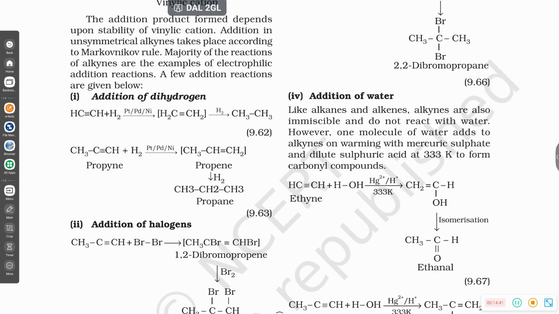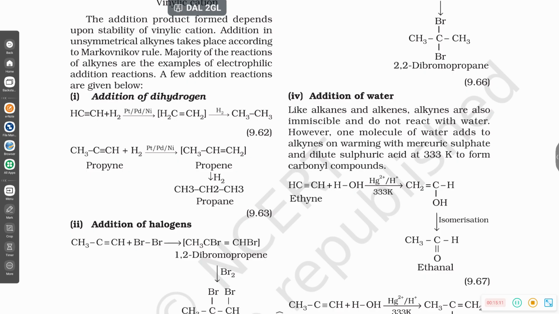Like alkanes and alkenes, alkynes are also insoluble and do not react with water. One molecule of water adds to alkynes on warming with mercuric sulfate and dilute sulfuric acid, that is Hg2+ and H+ with heat. H and OH are reacting, but where is OH attacking and where is H attacking, for this one no need to ask.